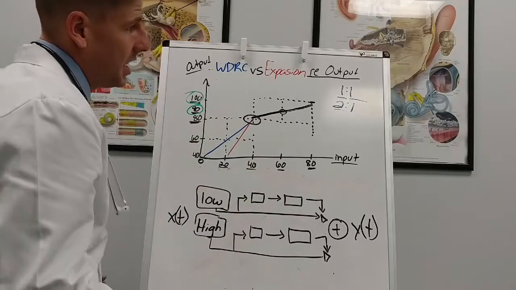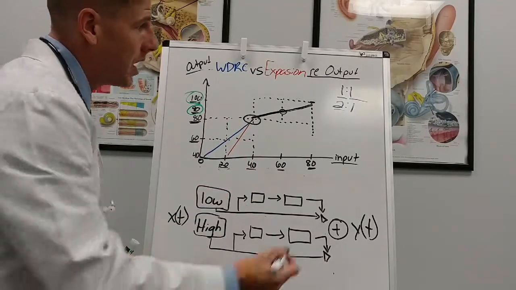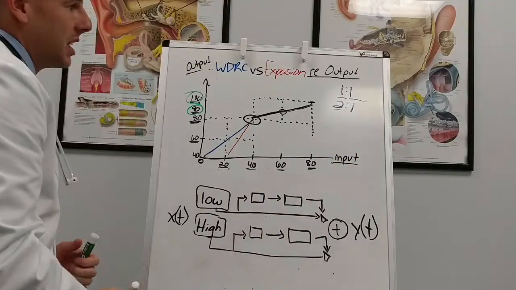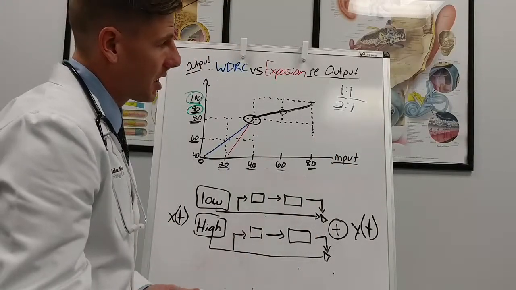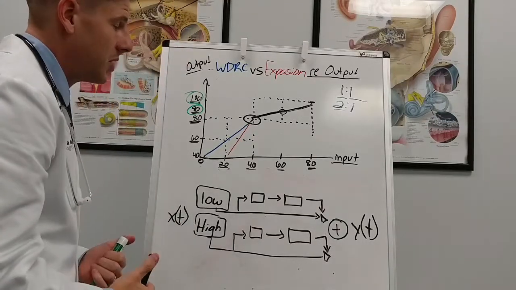means that if I have 10 decibels coming in, I'm going to allow 10 decibels to go out. A 2-to-1 basically means that if I have 10 decibels coming in, I'm only going to allow 5 decibels to come out. All right, 2-to-1.